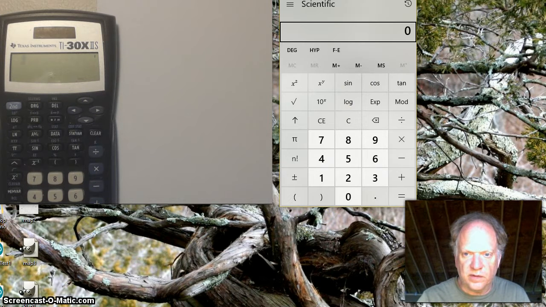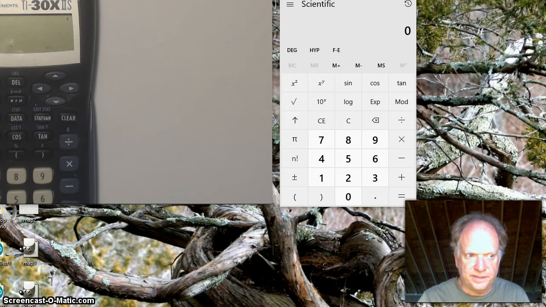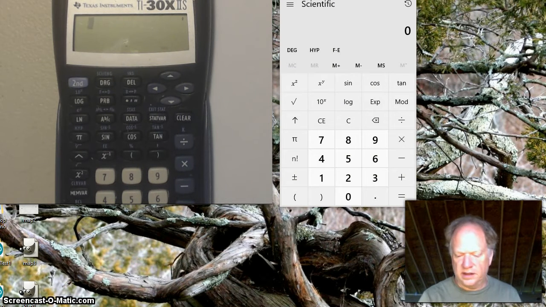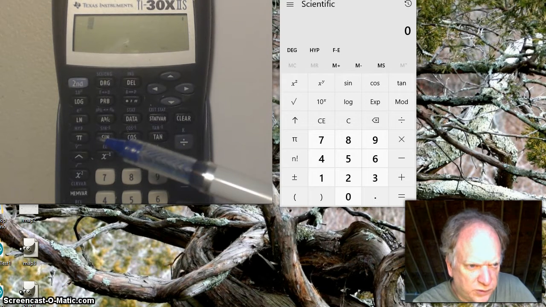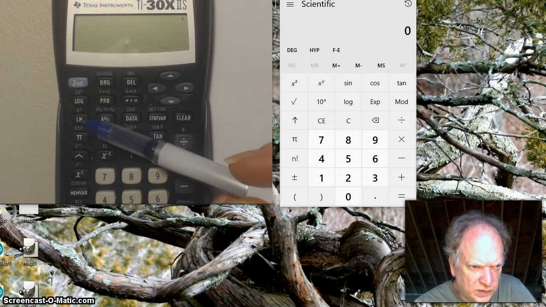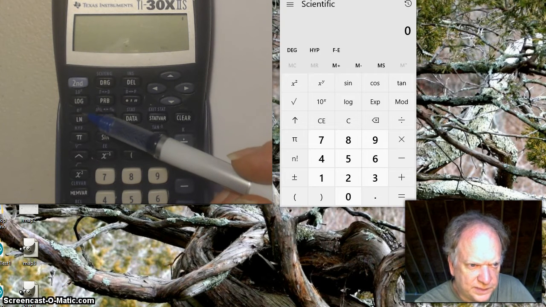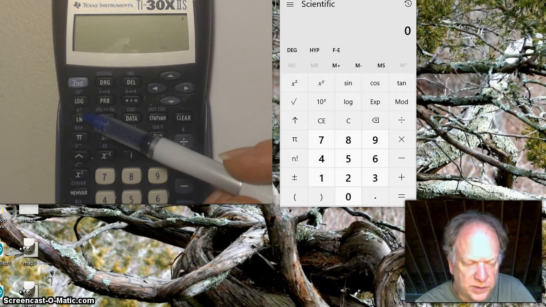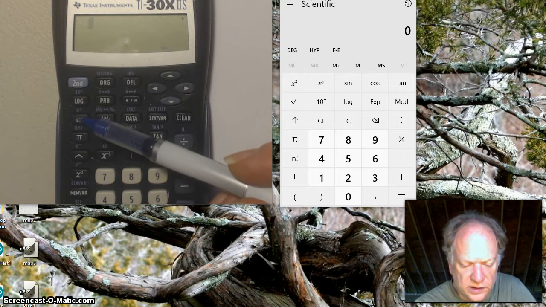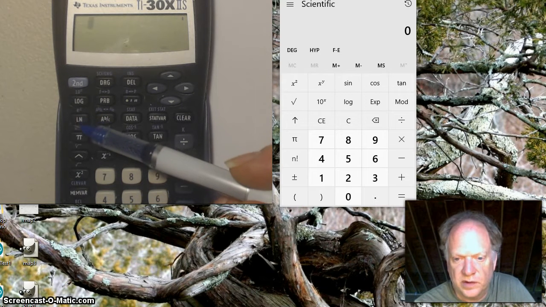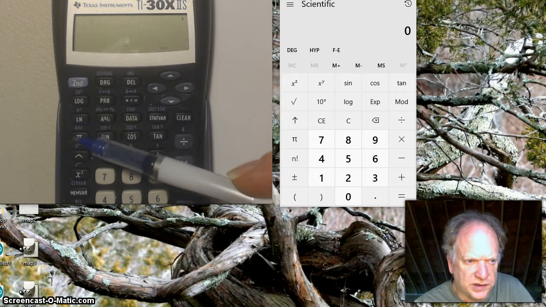What you're going to be looking for, let me zoom in on my calculator here. It would be ideal if you had an e to the x function key. That would be the ideal. That's going to give you the best possible answer for any question we might have on population growth.